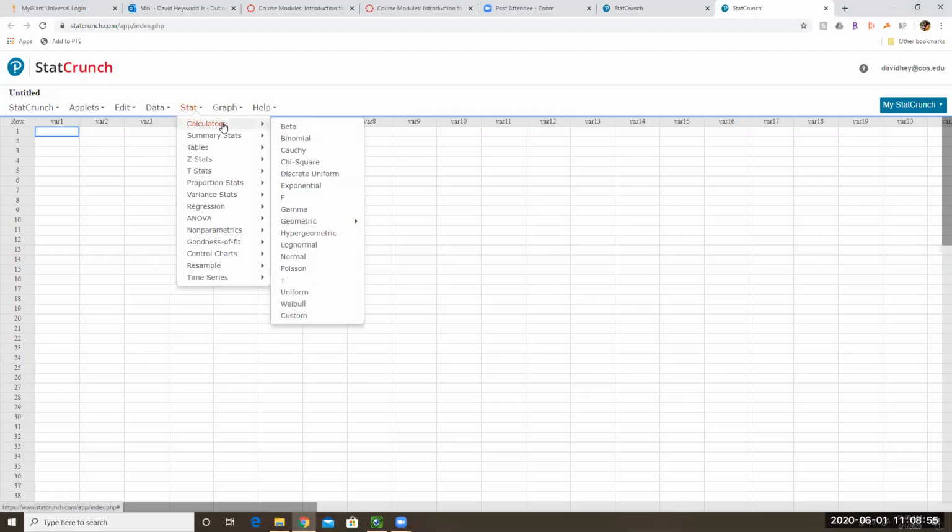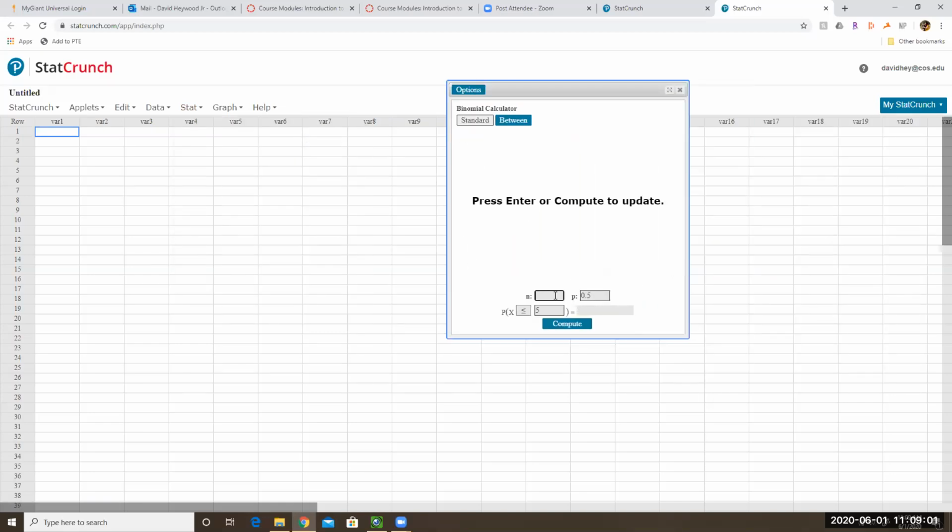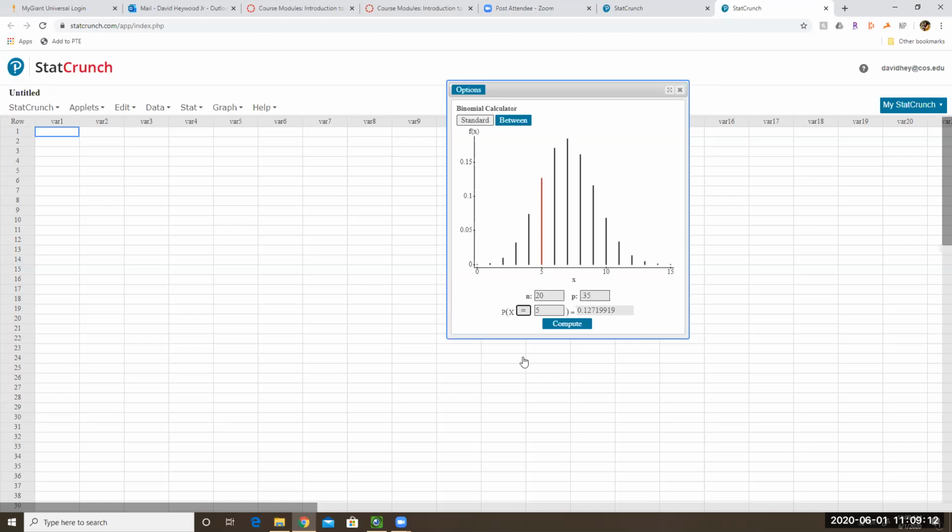So we go Stat, Calculators, Binomial. N is 20. P is 0.35. We're looking for the probability x equals 5. So you want to change this inequality here to an equal sign. And then you'll notice that it gives us a nice little probability histogram, well, actually a bar chart, I guess. And then it highlights in red the outcome that you're interested in. So in this case, we were looking for the probability x equals 5, and so it highlights that bar. And there's that probability, so 0.1272 approximately.